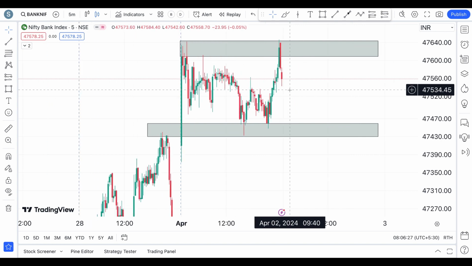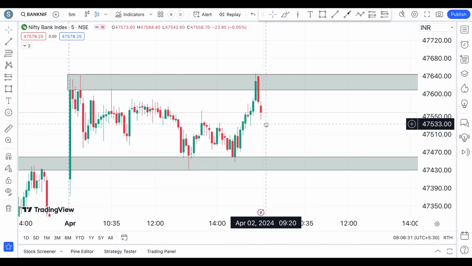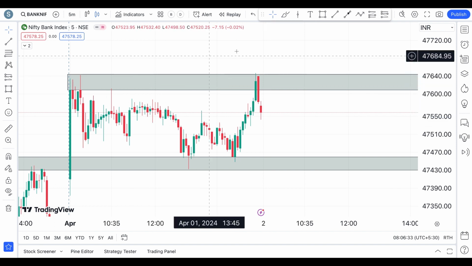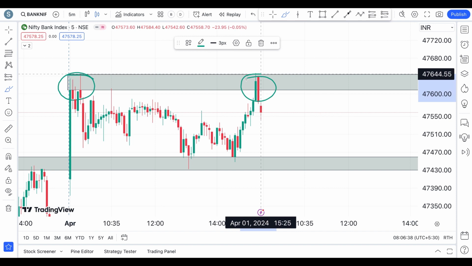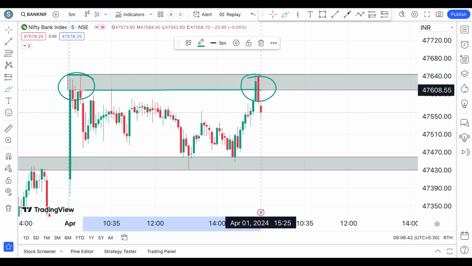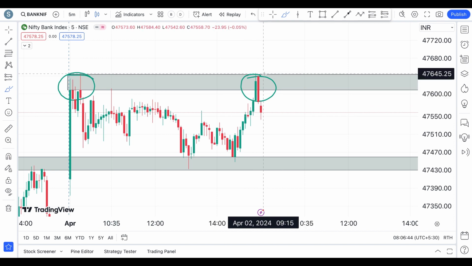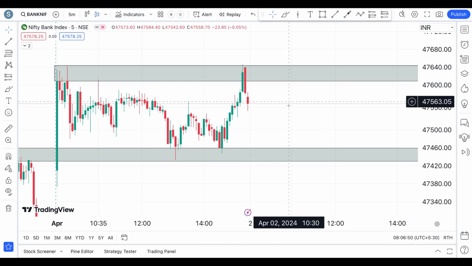So what we have here is a 5 minutes price action of Bank Nifty from yesterday. As you can clearly see, when the market was here two times, it saw a very strong rejection, and most of the time it stayed under this area only. So this is of course going to be an important level for today's price action.